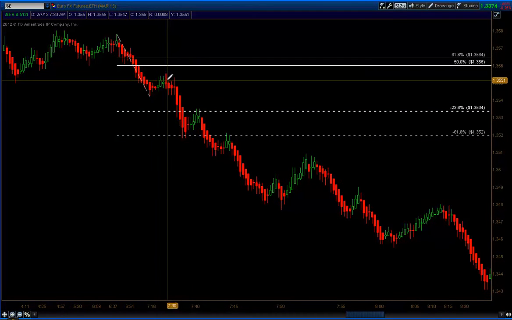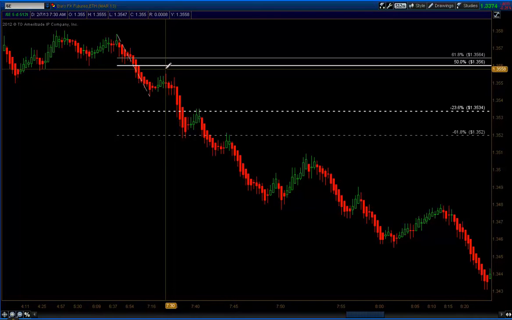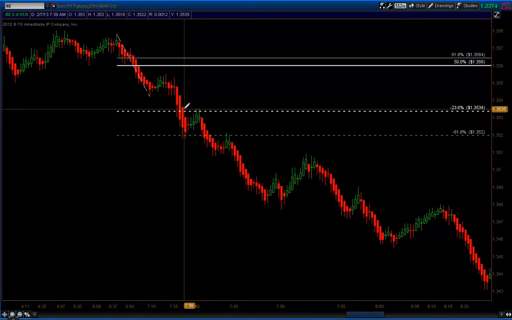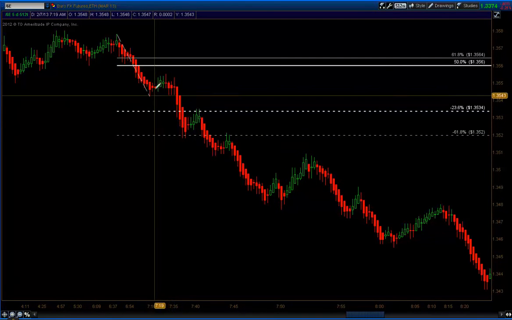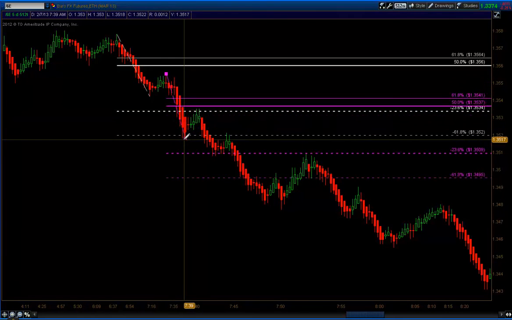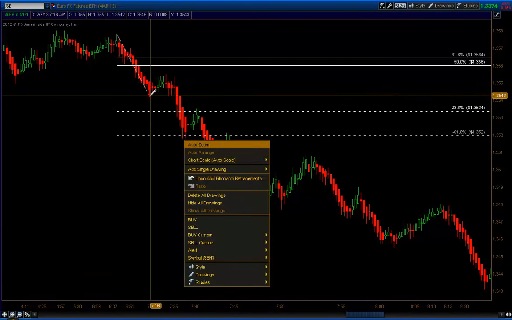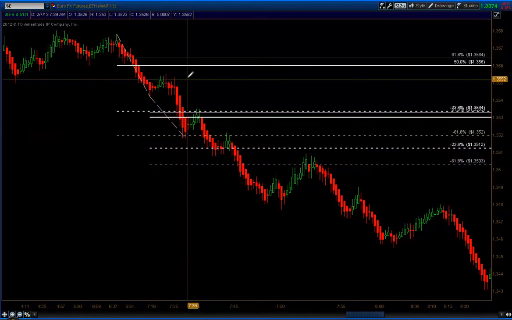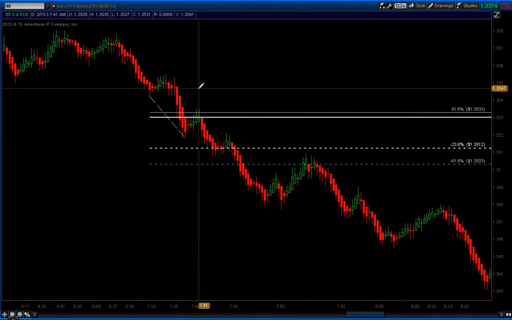So the setup we have here, traded up to the 50%, sold off, sold through the negative 23% target, down to 61.8. So instead of drawing from highs to lows, I'll start drawing from lows to lows. And I'll go ahead and remove that initial drawing.